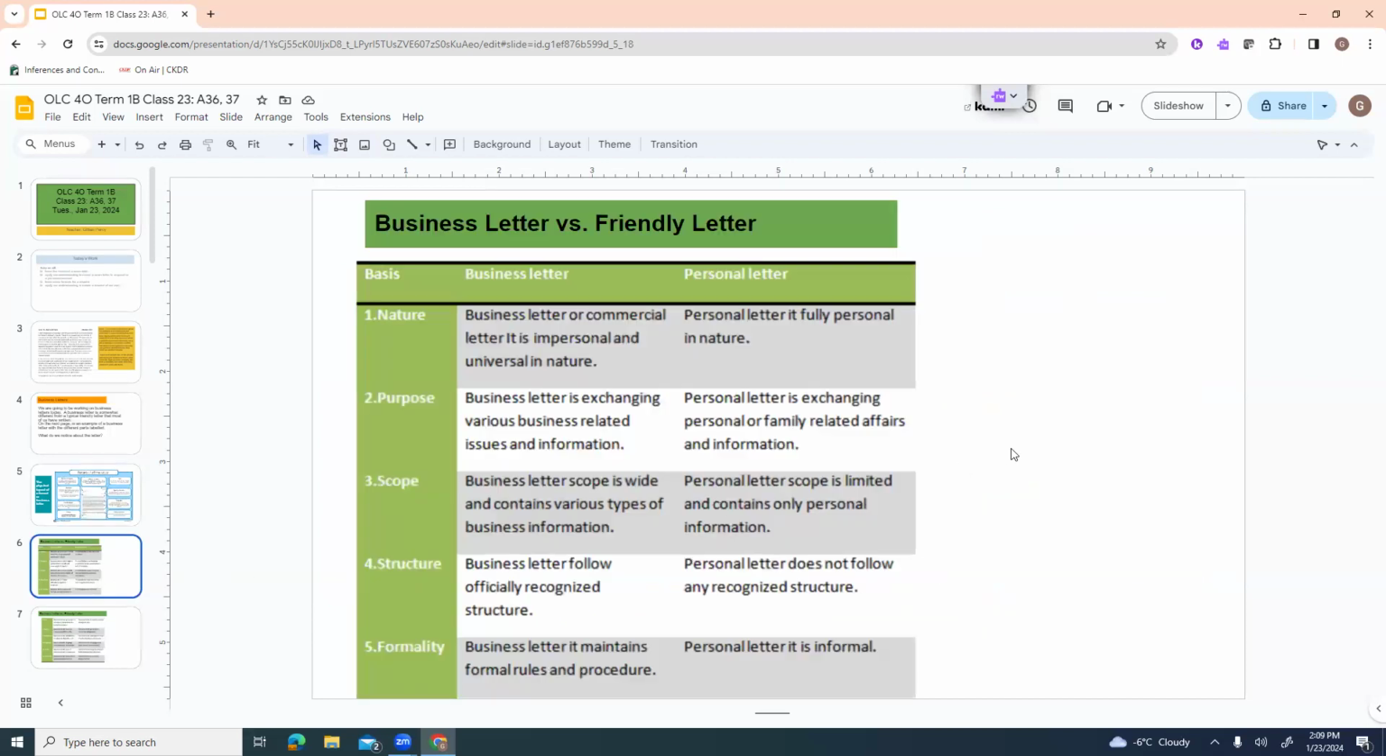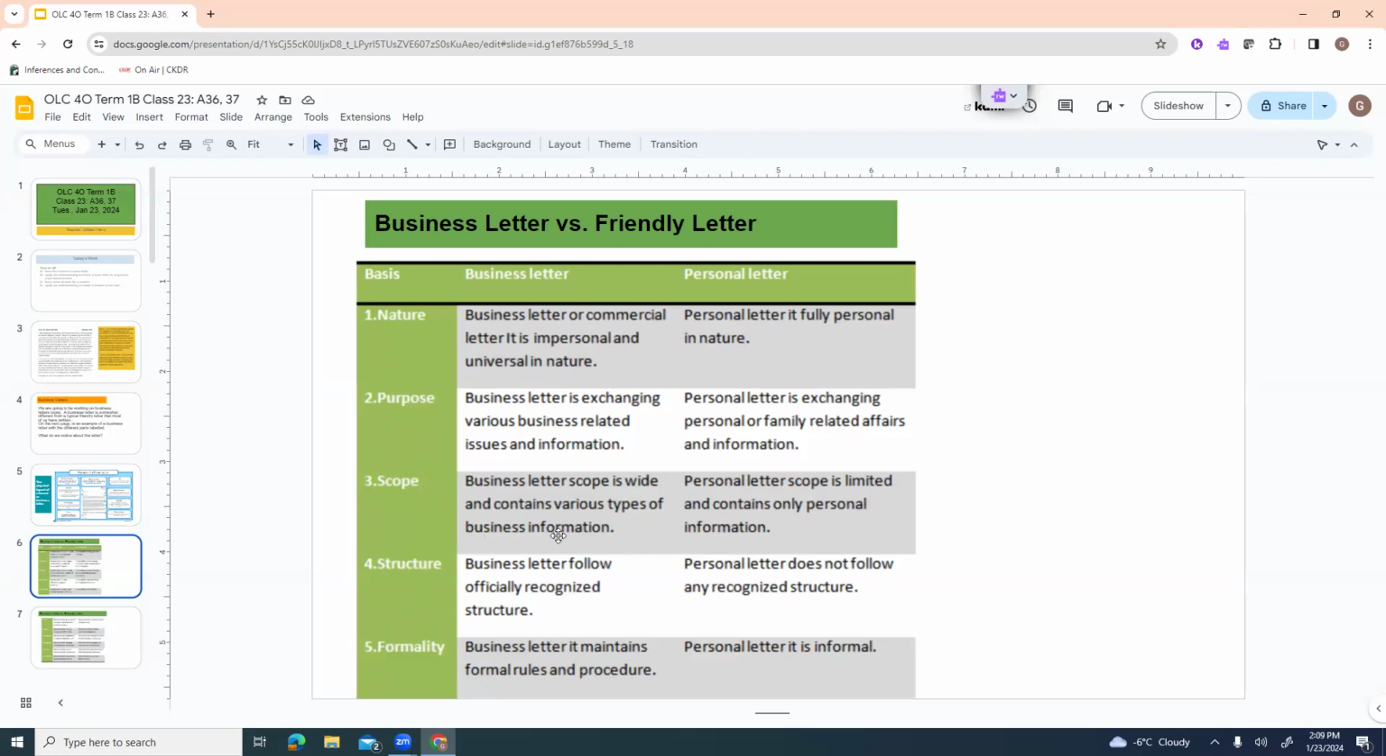Okay, so just comparing really quickly a business letter versus a friendly letter. The nature. A business letter or a commercial letter is impersonal and universal in nature. A personal letter is fully personal, like it's only meant for one person, whereas a business letter could go to any number of people in the company. Purpose. A business letter is exchanging various business related issues and information because you might be sending something besides a cover letter. We're doing cover letters today, but maybe you're trying to sell them something, or maybe you have a complaint or whatever. All those kinds of things are also business letters. A personal letter is usually exchanging personal or family related affairs and information.